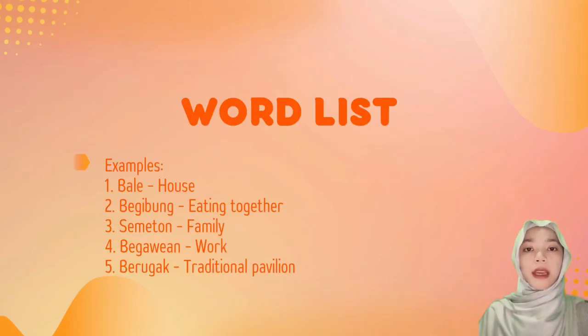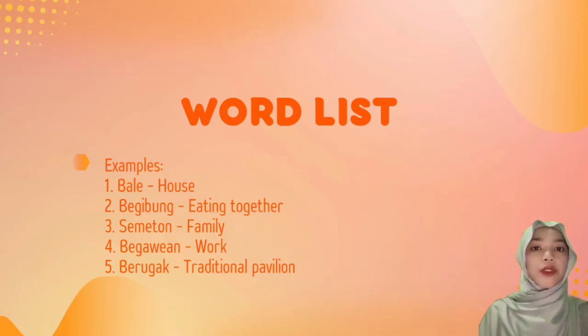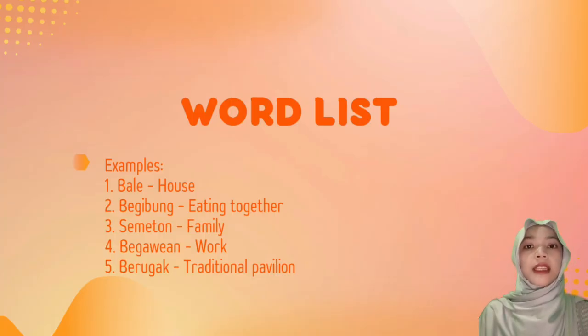To begin with, I collected a word list. There are some examples like Bale means house, Begibung means eating together, Semeton means family, Begawean means work, and Bruga means traditional pavilion. These words were chosen to see how Sasak words are formed and how their meanings can change through different morphological processes.